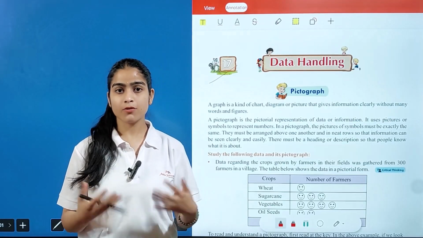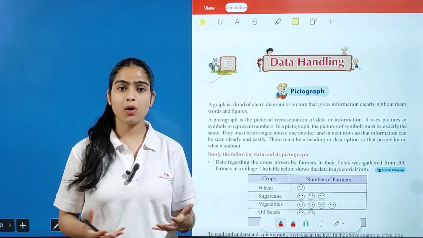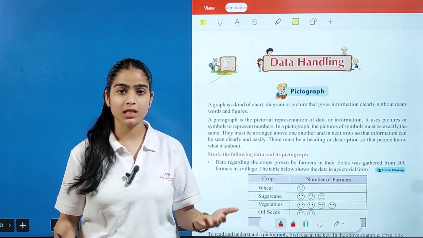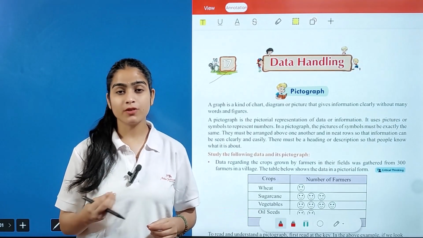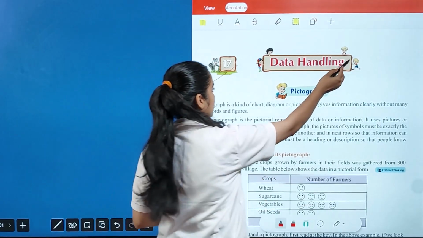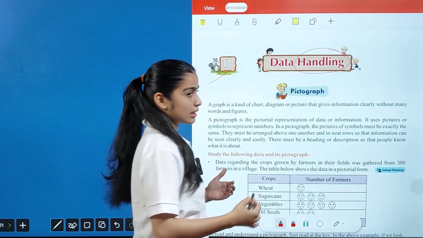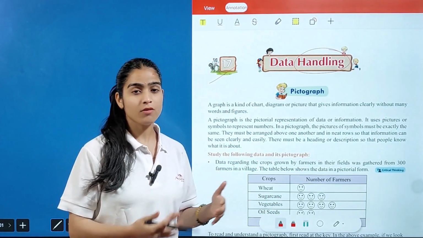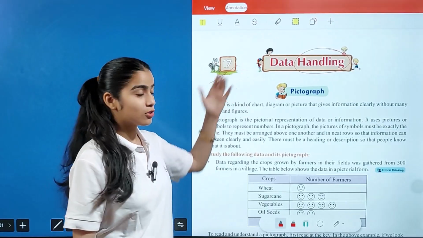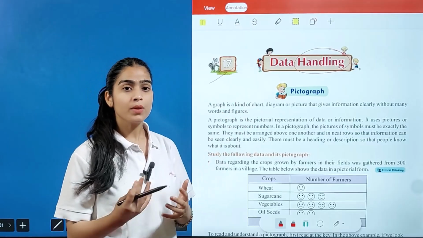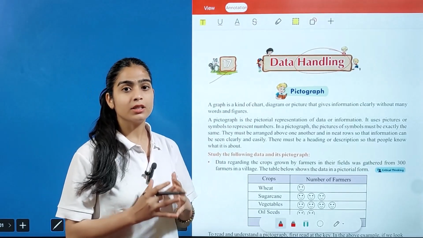For example, if you have a group of 5 students and you ask the favorite color of each of them, and they tell red, blue, black, green, it is a kind of data which you are collecting. Now, what does handling mean? When we use this data, represent it with the help of different methods, and interpret it, that is included in the handling part. So the chapter data handling means where you deal with data using different methods.